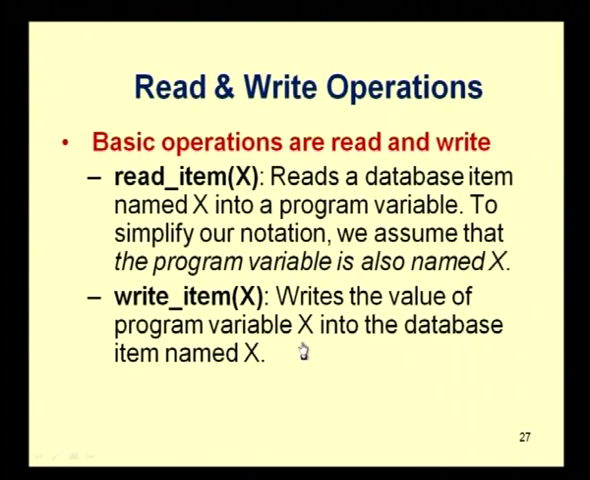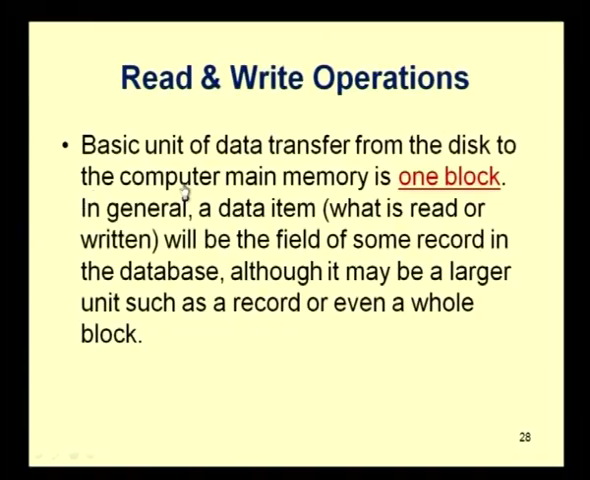named X. The basic unit of data transfer from disk to the computer main memory is one block. In general, a data item which is read or written will be a field of some record in the database, although it may be larger units such as a record or even a whole block. Up to now, we have looked at the basic things associated with the transaction: what is a transaction from the user viewpoint and also from the database viewpoint, where the database looks at this transaction as a whole, as an atomic unit, and all concurrency, interleaving and recovery is based on this transaction.